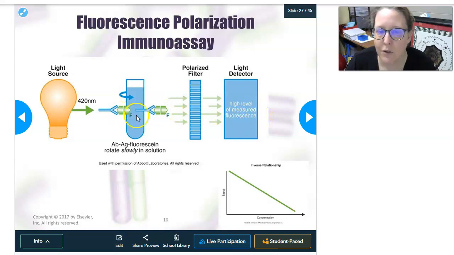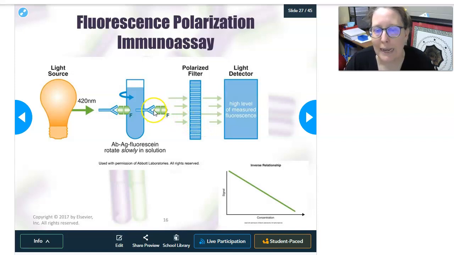And if there is a lot of antigen antibody fluorescein molecules, then they will rotate slow enough that the light will be picked up through the polarized filter, and there will be a high level of measured fluorescence if there are a lot of these antibodies there that have bound onto the fluorescein label, which means that there would have been a low amount of antigen, of the analyte you're trying to detect, there in the solution.